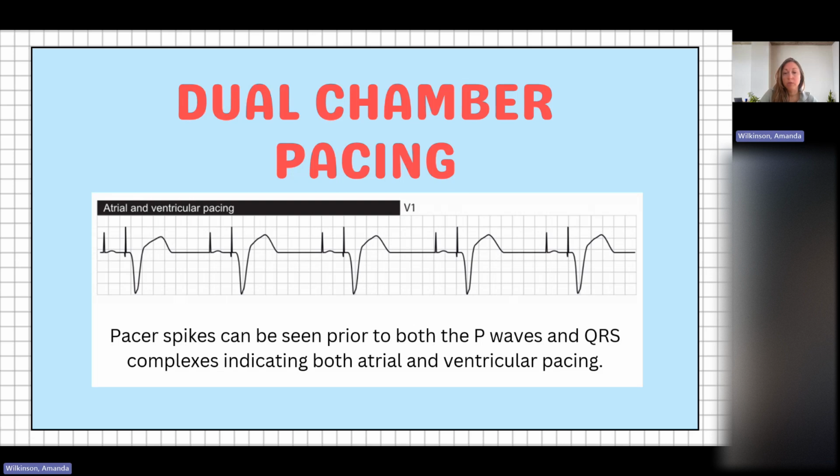So just like the others, we want to assess both pacer spikes, a P wave and a wide QRS, and most importantly, a pulse to confirm mechanical capture. So this may look busy on a monitor, but it's actually a very well coordinated system, keeping both chambers in sync.